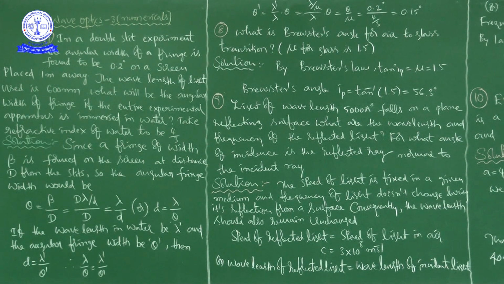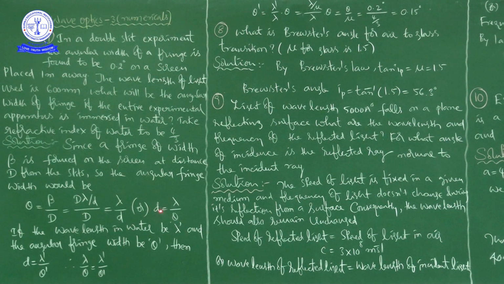But one thing you keep in mind, whether the experimental setup is in water or in air, whatever the medium, the distance between the two slits will not change. Obviously, it is the distance between the two slits and there will be no change because it is a matter of physical setup. Whatever the medium may be, either water or some other medium, it will not change the distance between the two slits.